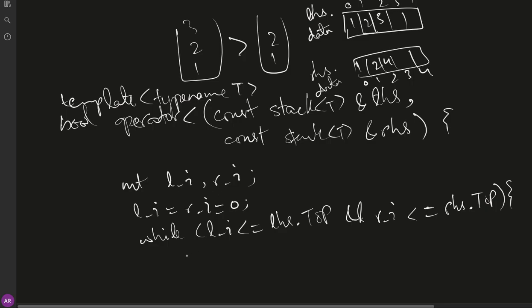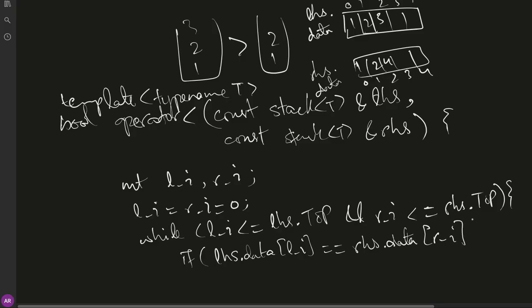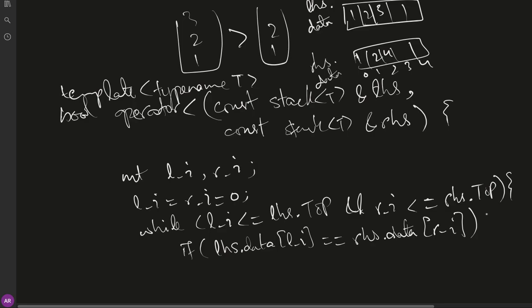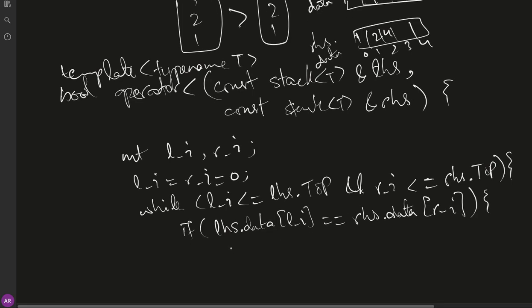So we check whether left hand side dot data left index is equal to right hand side dot data right index. If they are the same, we just increment both the indexes, plus plus left index, plus plus right index, and continue.